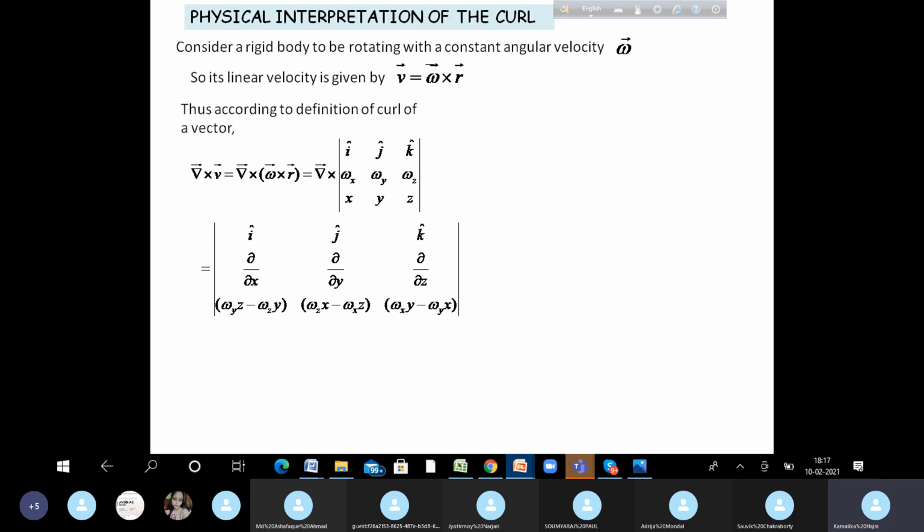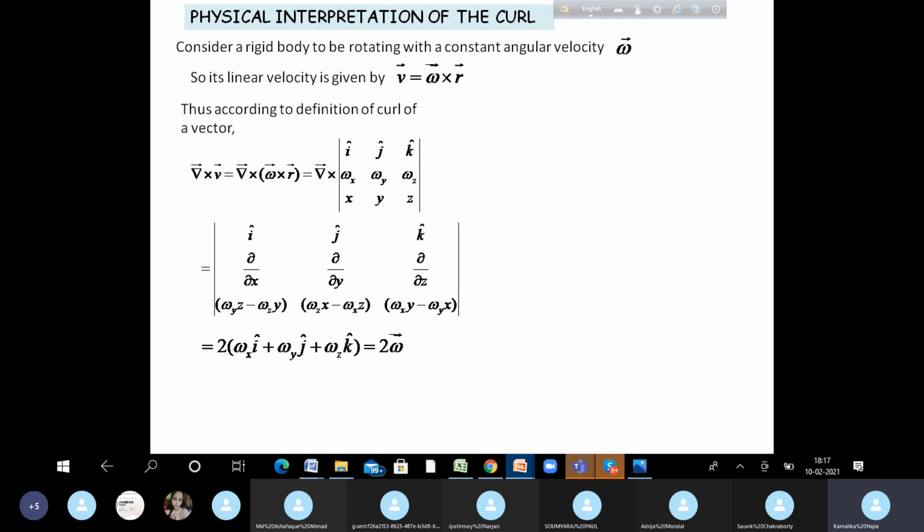And then when we take the curl of this vector omega cross r, then we again write the second determinant for the curl, and this is the value that we get. So when you calculate this determinant, what you get as a result is 2 omega x i cap plus omega y j cap plus omega z k cap. In other words, we get twice the angular velocity.